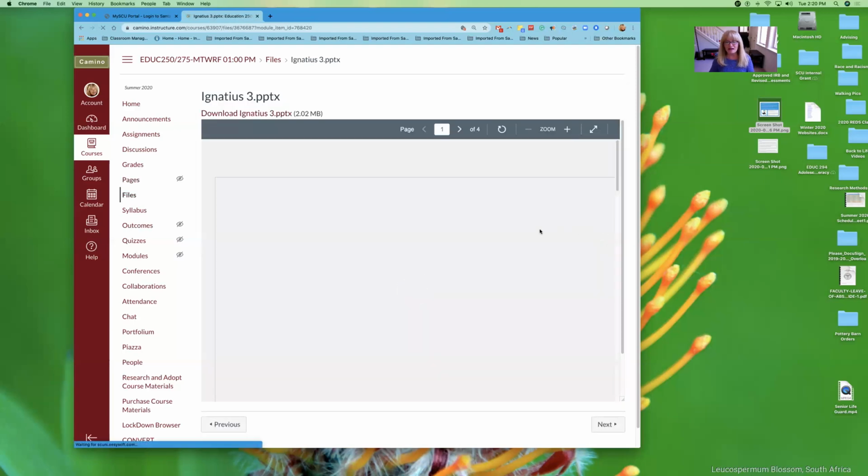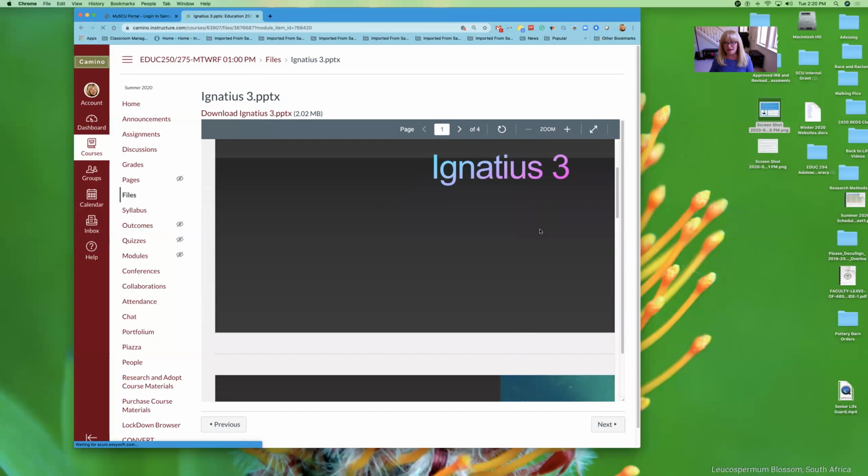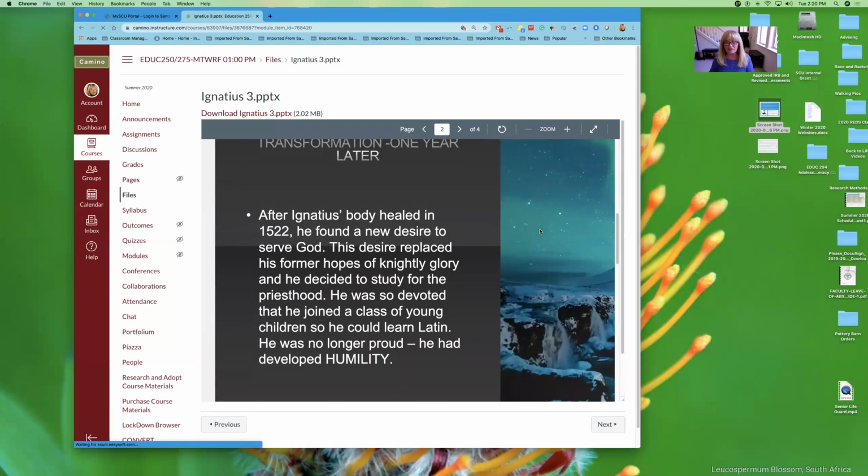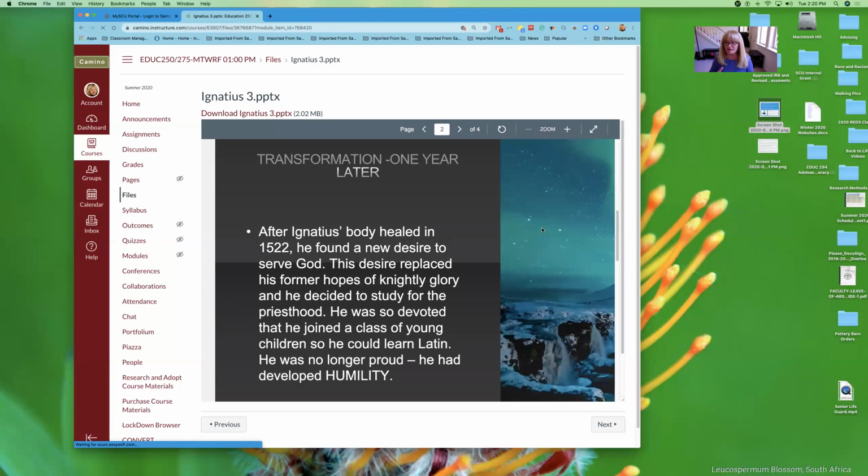And this is the next PowerPoint slide, the last PowerPoint slide presentation on St. Ignatius's life. This is about 1 year after he had a major, life-threatening accident. So you read through that again, noting the significant events that you want to include in his life graph. You'll pick those out. Click the next button.